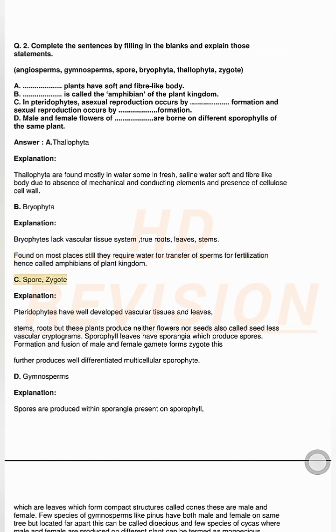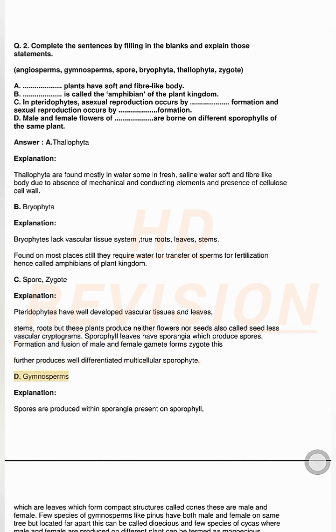C. Spore. Zygote. Explanation. Pteridophytes have well-developed vascular tissues and leaves, stems, roots, but these plants produce neither flowers nor seeds, also called seedless vascular cryptogams. Sporophyll leaves have sporangia which produce spores. Formation and fusion of male and female gametes forms zygote. This further produces a well-differentiated multicellular sporophyte.